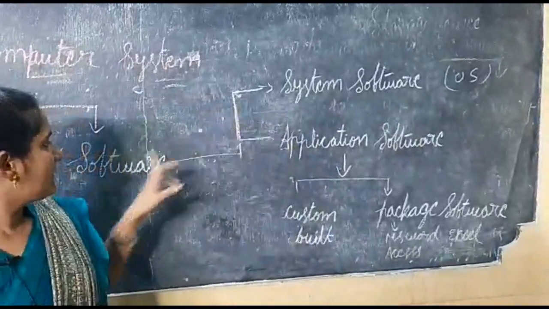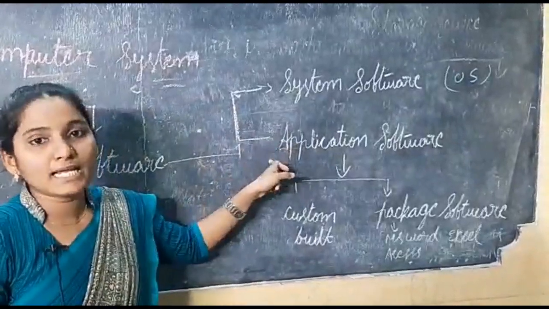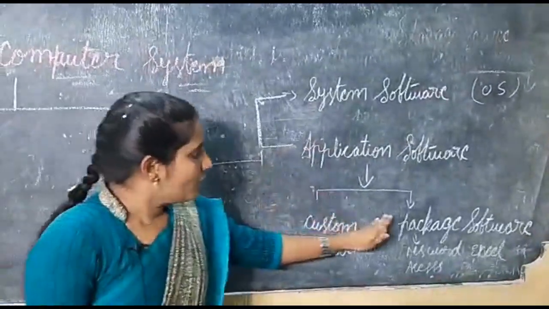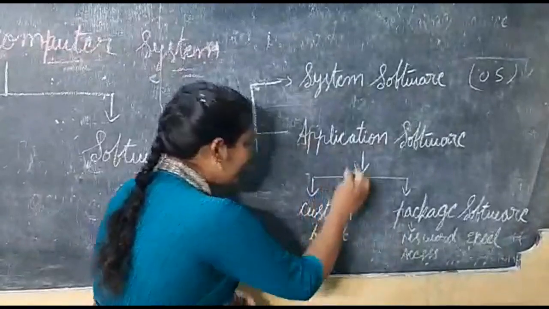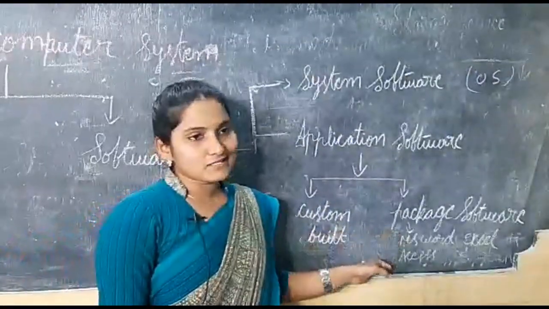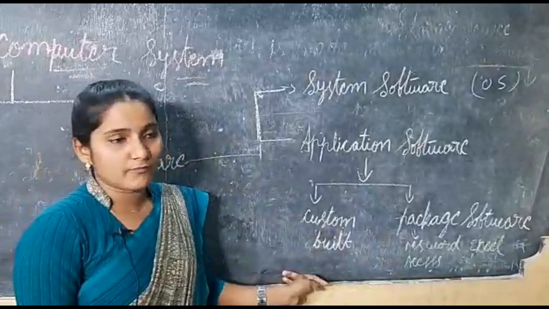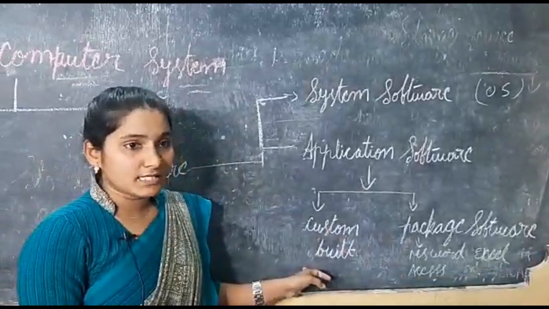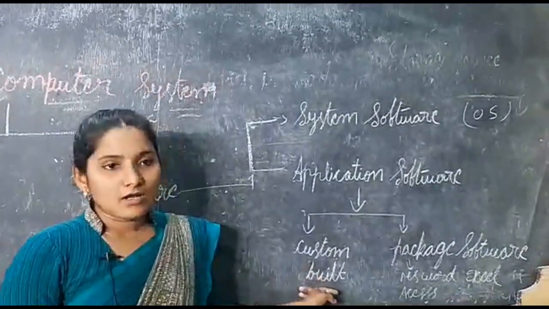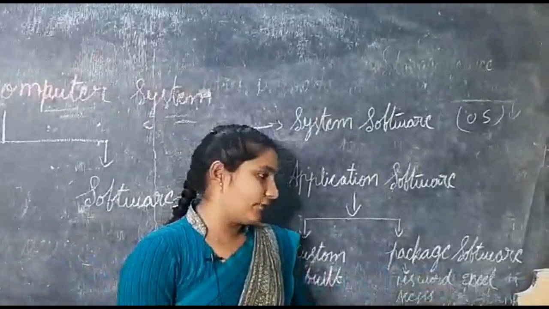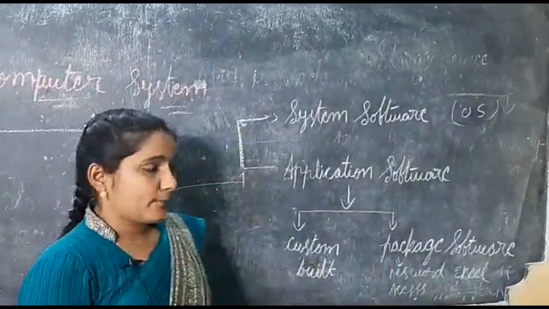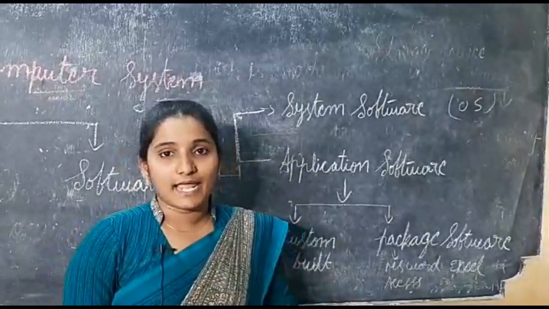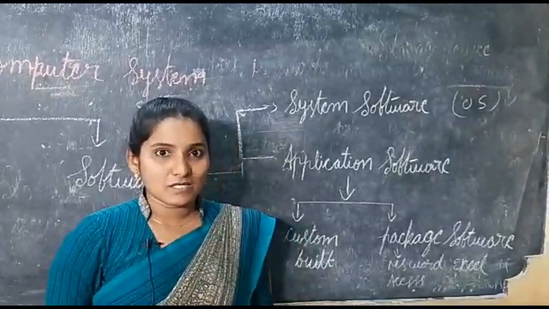And the next one, in software, is application software. Application software we divide into two types: custom built software and package software. What is the use of custom built software? To store records, like student records, and to store information, we use custom built software. And next, package software. This is one type of application software we use on the computer, like the MS Office package: MS Word, Excel, PowerPoint. Those are software packages.